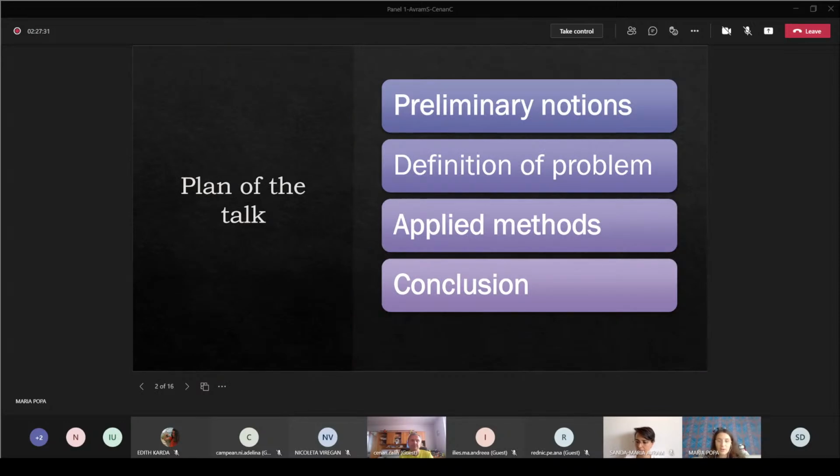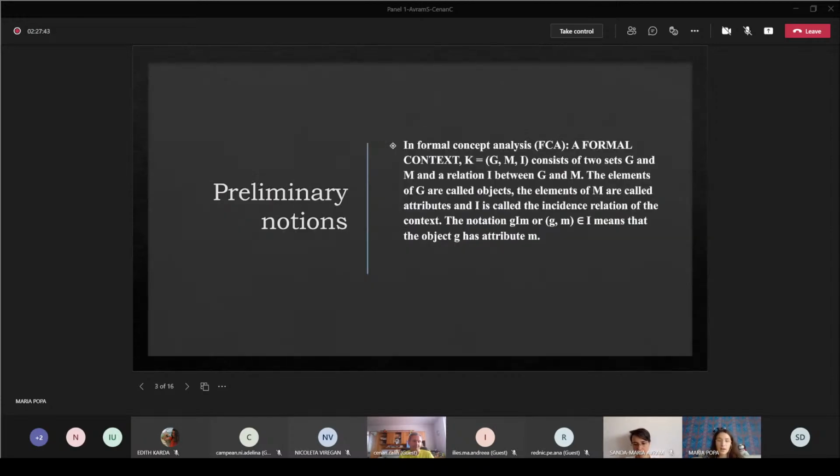So the plan of the talk is I will discuss some preliminary notions, then define the problem, then the applied methods, and in the end, the conclusion and future work. We'll start by defining what a formal context is. We'll use it through the next slides. Basically, a formal context consists of two sets, G and M, and a relation I between G and M. The elements of G are called objects, and the elements of M are called attributes. And I is called the incidence relation of the context.